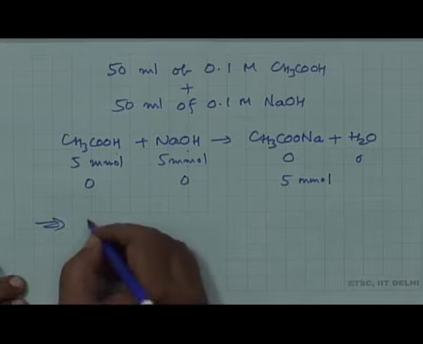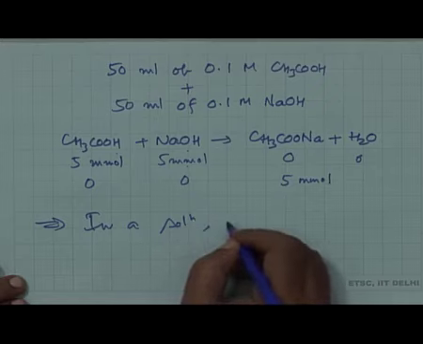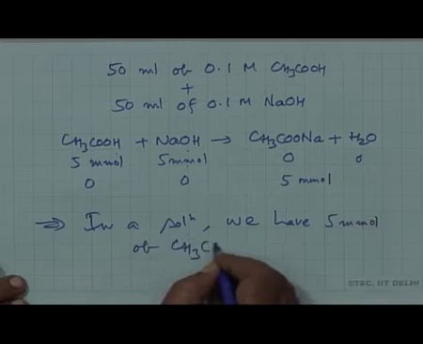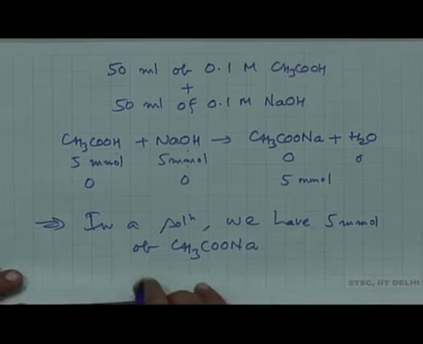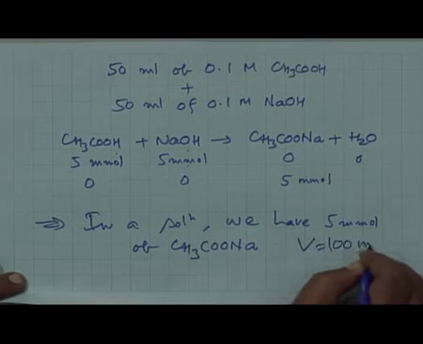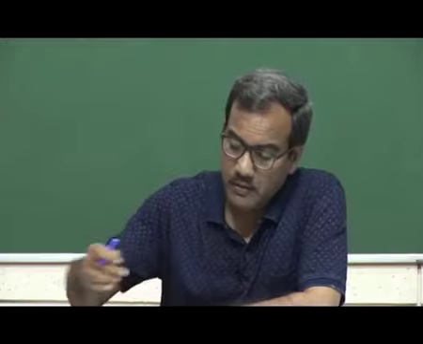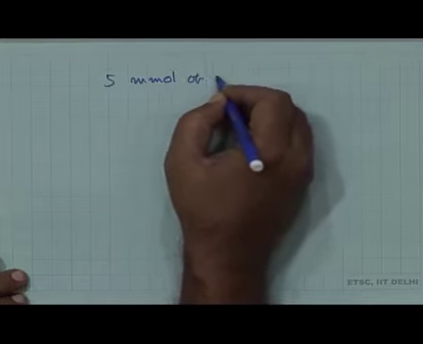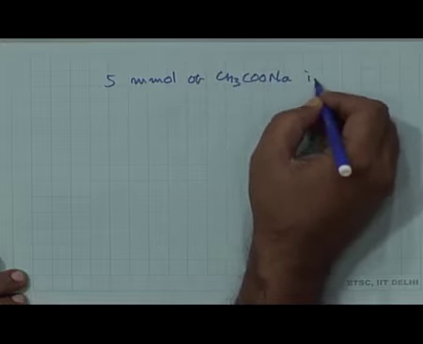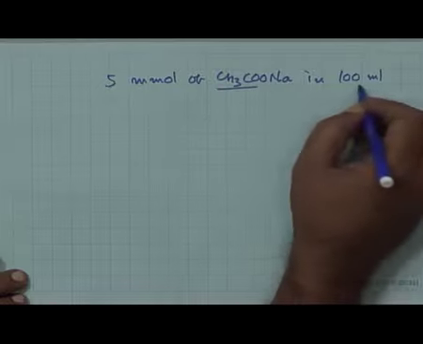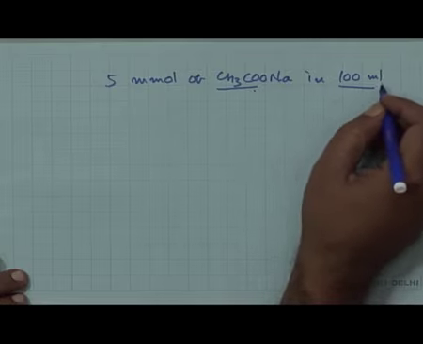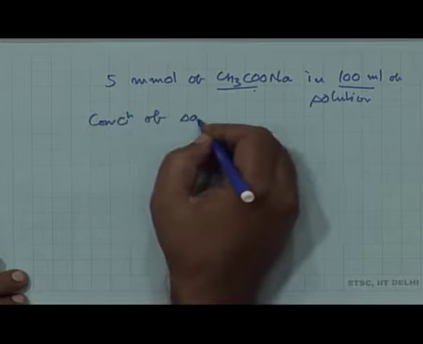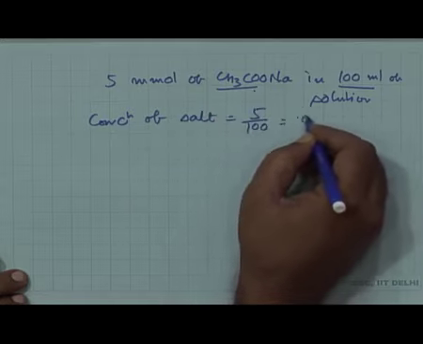So, now in the solution we have 5 millimole of CH3COONa, and total volume is equal to 100 ml. So, we just saw that we have 5 millimole of sodium acetate in 100 ml of solution. So, concentration of salt is 5 divided by 100, 0.05 molar.